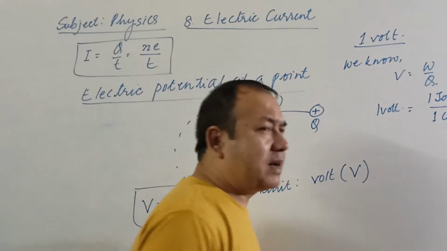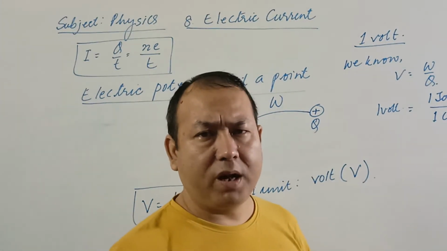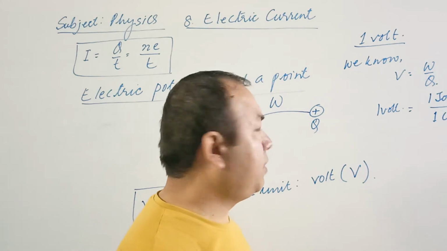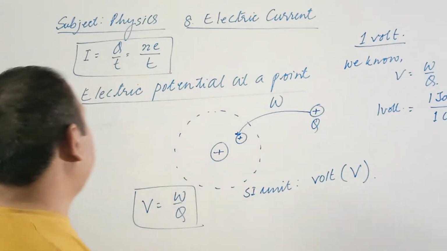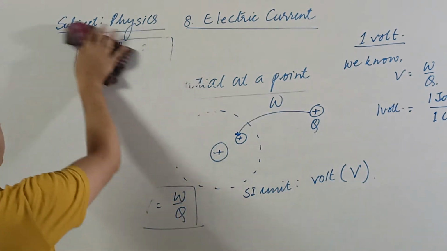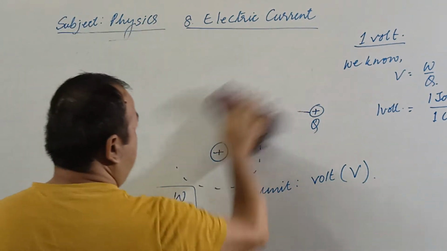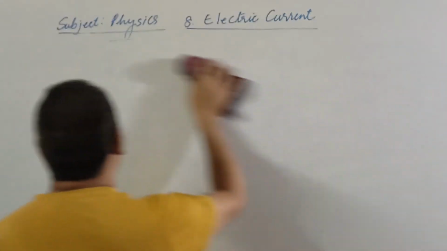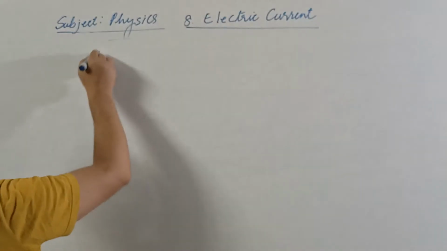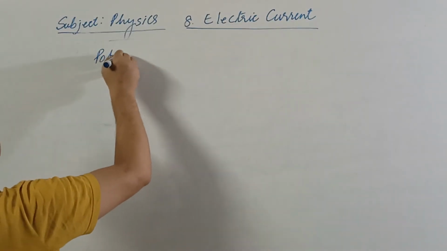Then after that comes the measurement of electric potential. Let us first complete potential difference. Then we will discuss the instrument for measuring electric potential or the potential difference. Now, potential difference between the 2 points.